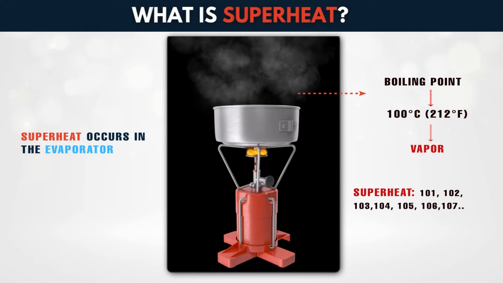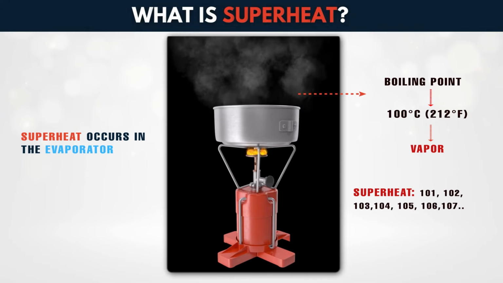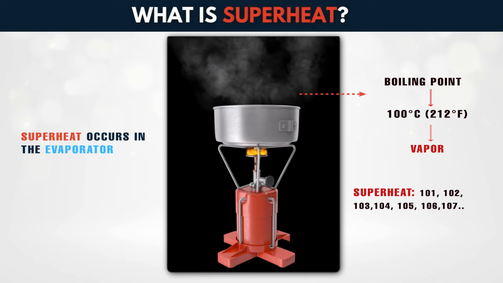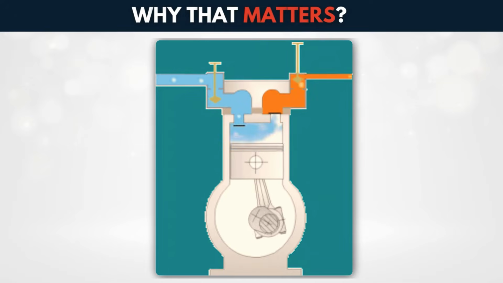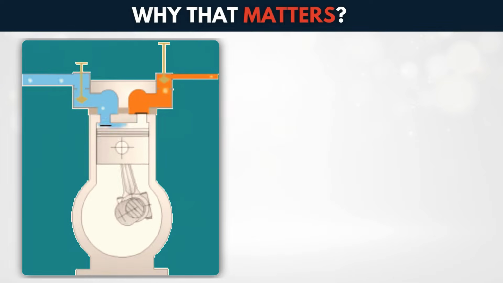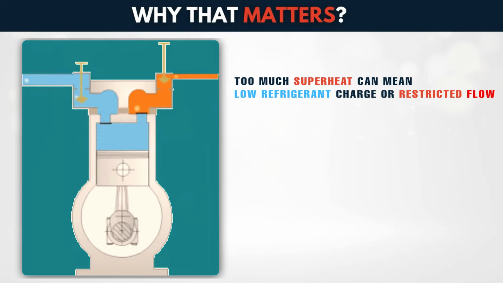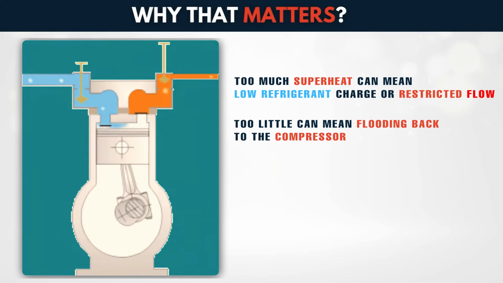The refrigerant absorbs heat from the indoor air, evaporates into vapor, and, if designed correctly, leaves the evaporator slightly above its boiling point. Why does that matter? It ensures all refrigerant entering the compressor is vapor. It prevents liquid slugging, which can destroy the compressor. It provides a diagnostic tool. Too much superheat can mean low refrigerant charge or restricted flow. Too little can mean flooding back to the compressor.